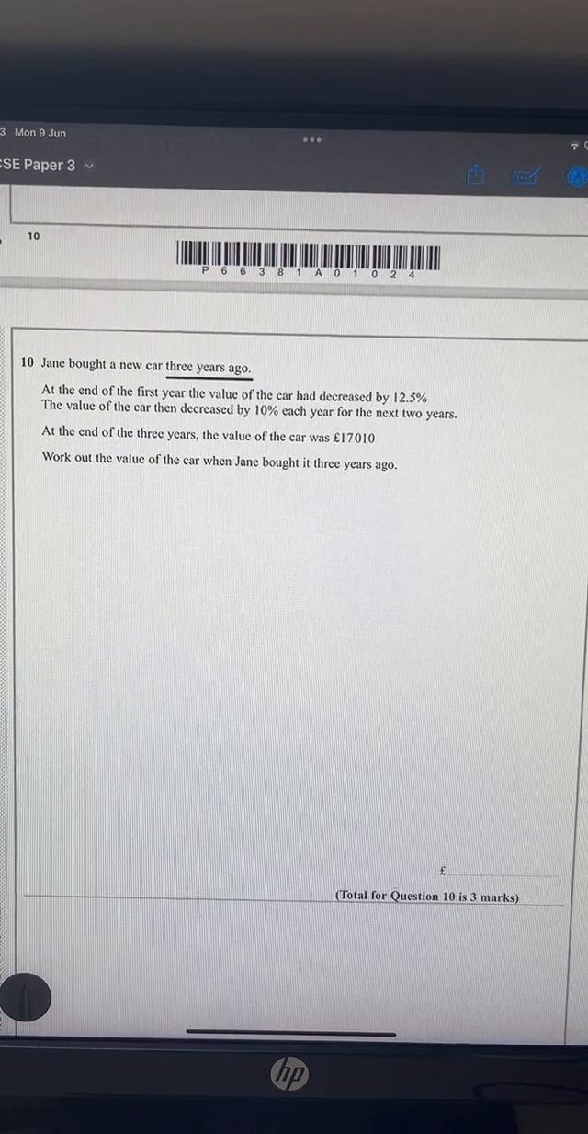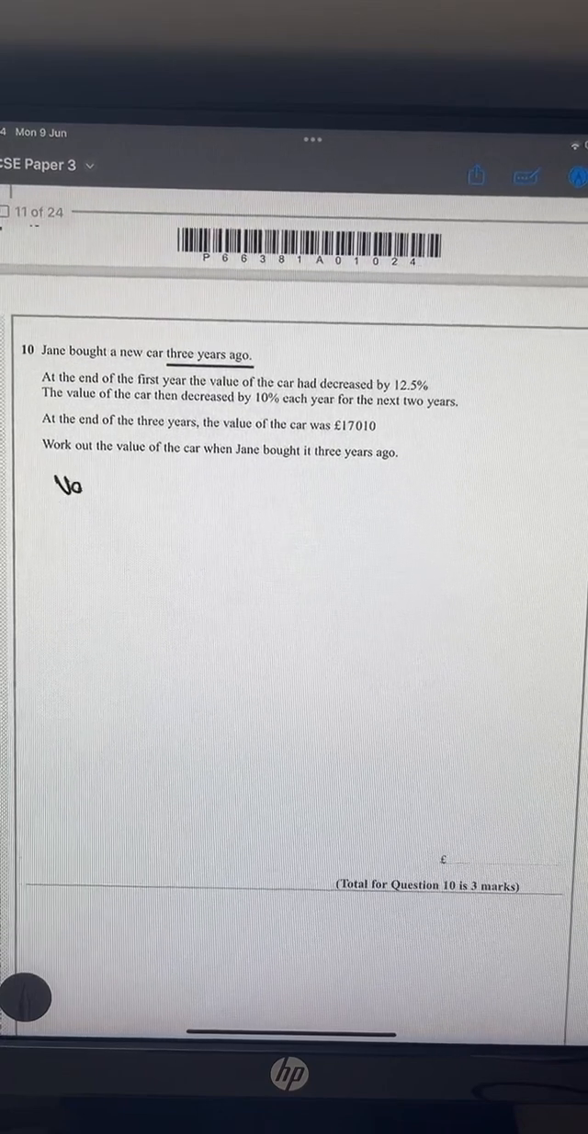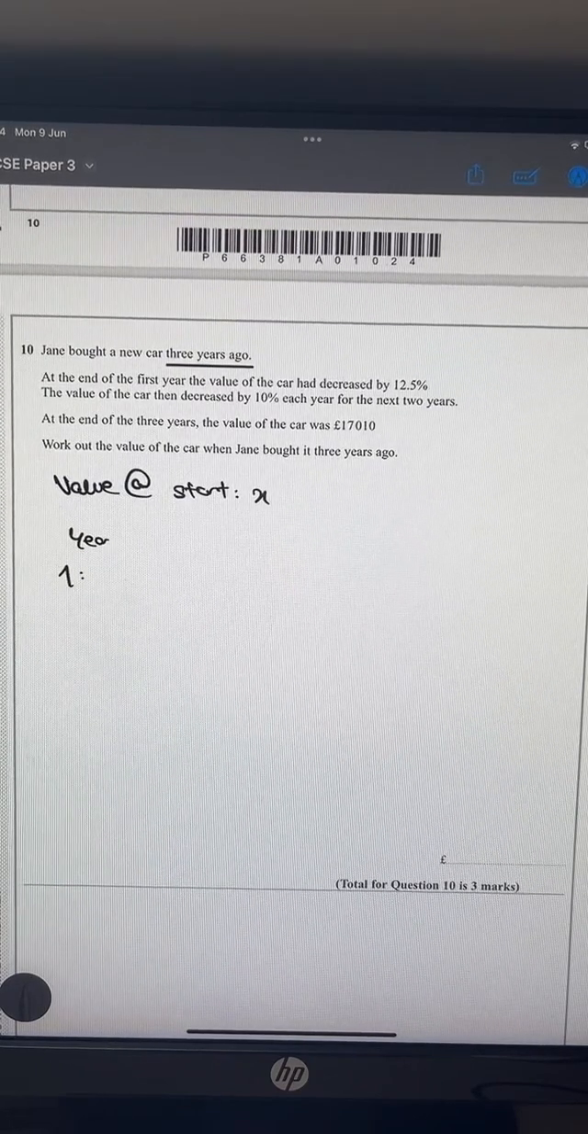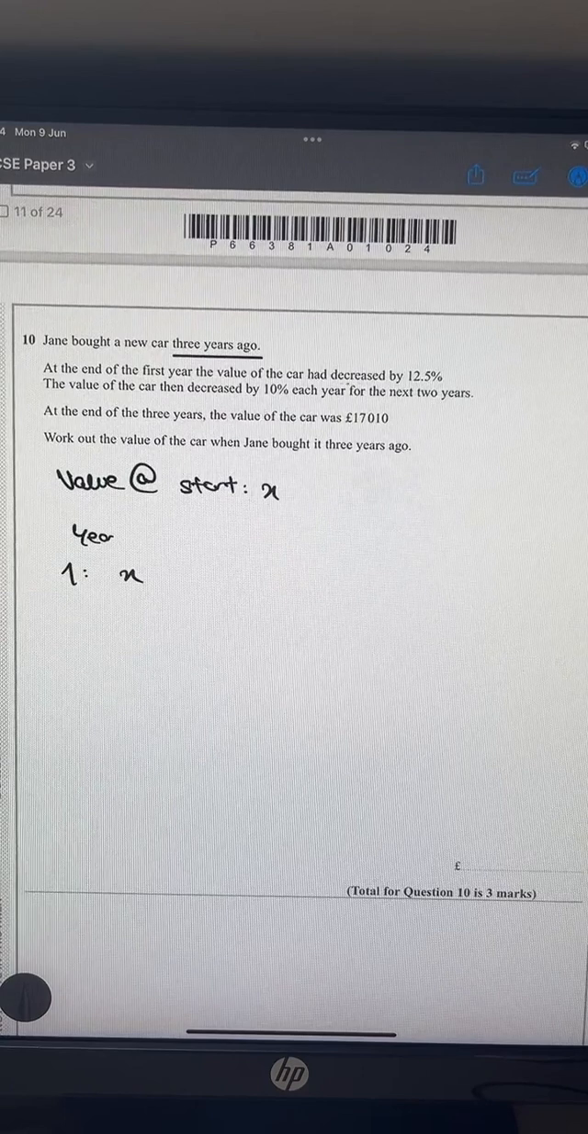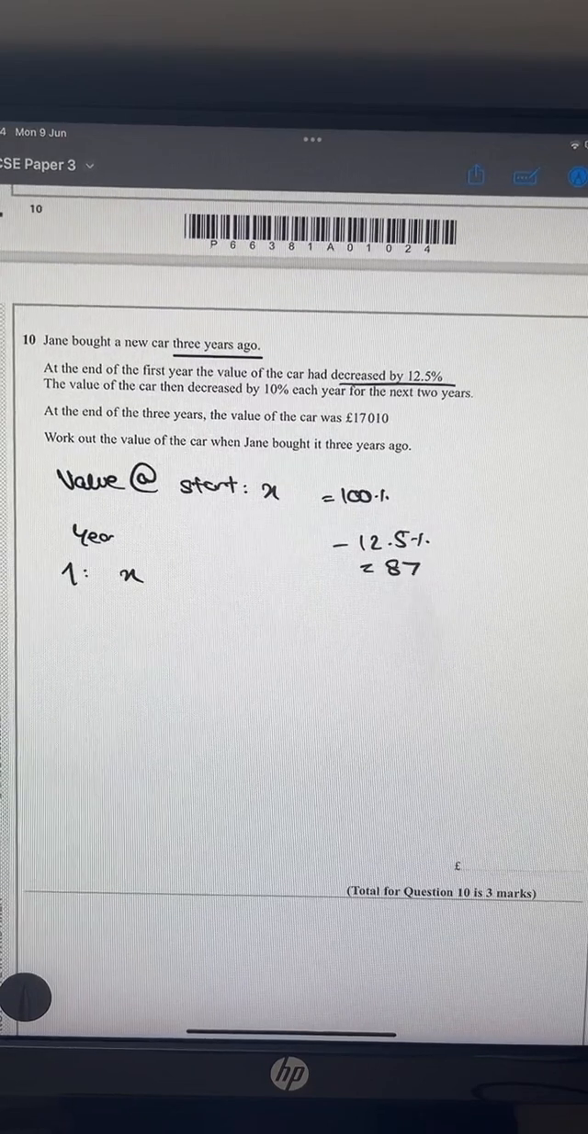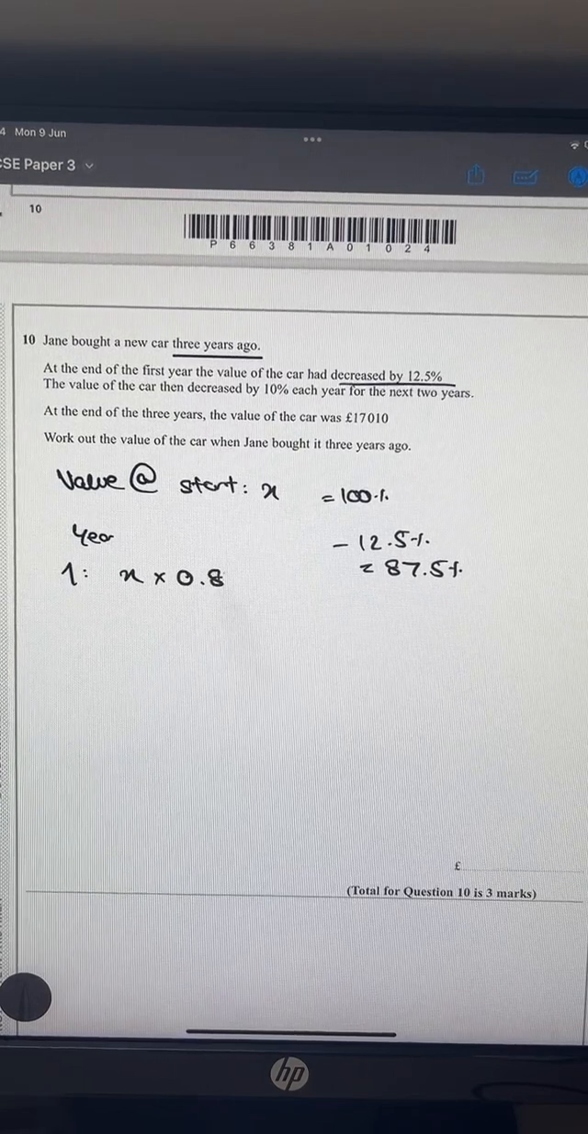All right. In these types of questions, the answer tends to be a nice number because if you're buying something like a car, it's not going to be a really obnoxious looking number. That's how we can common sense check. So let's say the value at the start, let's just call that X, okay? After year 1, the value had decreased by 12.5%. So X is equal to 100%, and we're decreasing by 12.5%. So that's going to be equal to 87.5% of X. So we just multiply this by 0.875.